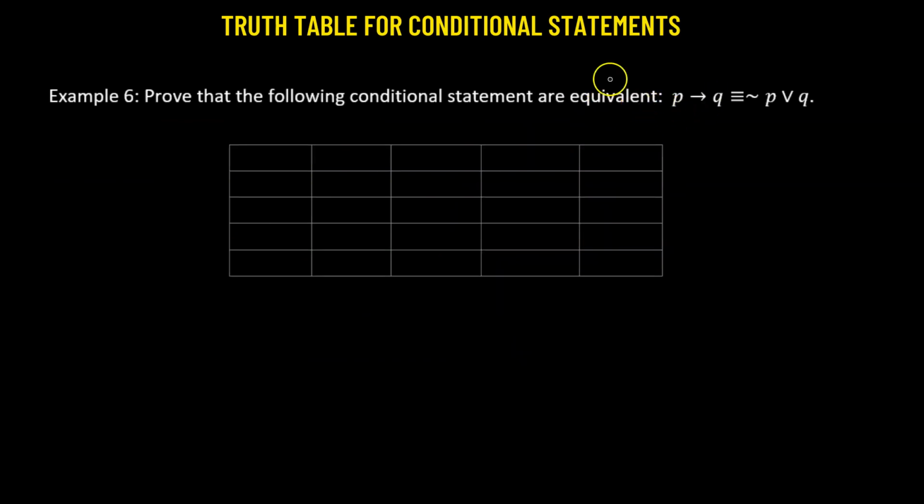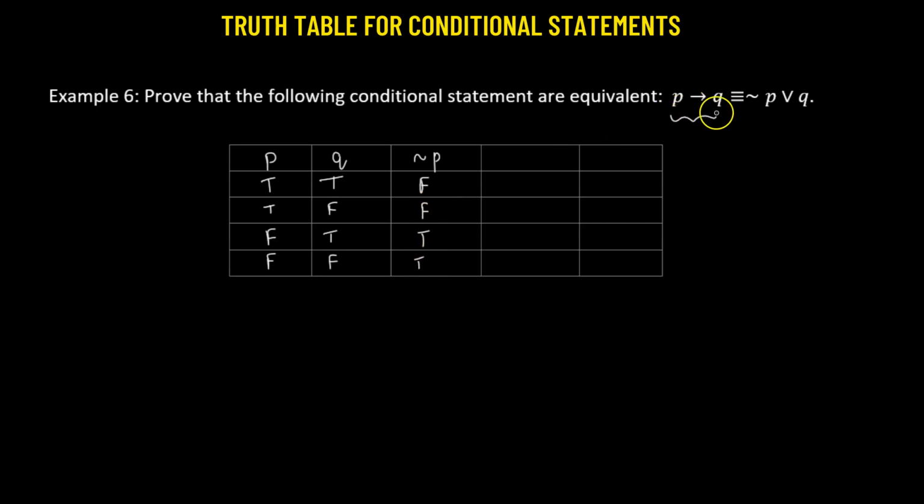Example number 6. Let's prove the following conditional statement. These 2 statements are equivalent. So we start with the 2 simple statements P and Q and list out the truth values. Both of them are true. One of them is true. And both of them are false. Now we begin by considering the negation of P. All we have to do is flip the values of P. So we have false, false, true, true.